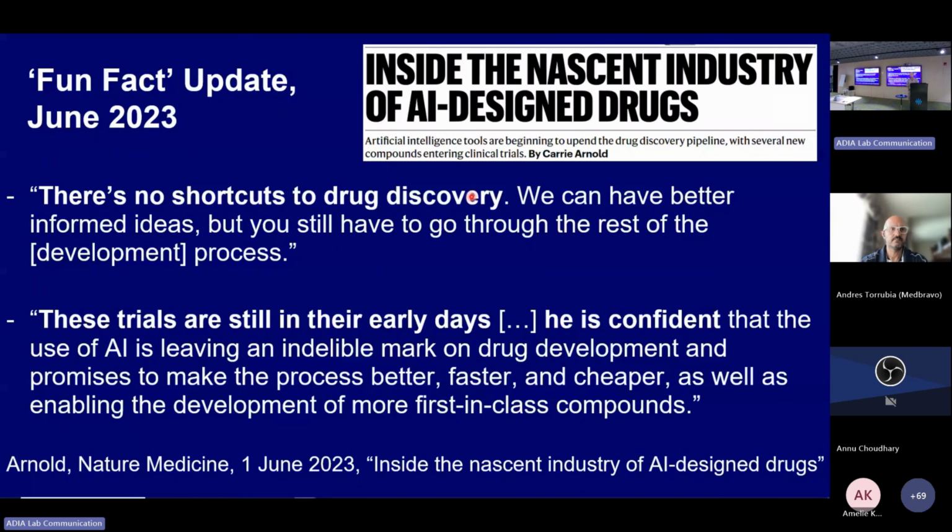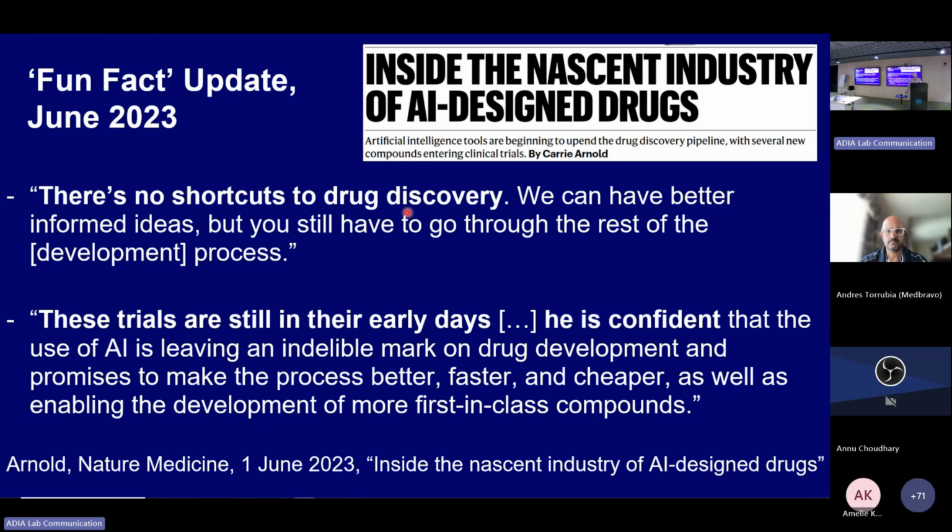Sometimes those headlines that we read in newspapers are a bit over-optimistic, in my opinion. Funnily enough, after 2018, when AI changed drug discovery already, you see much more careful headlines in recent years. So that's from Nature Medicine: inside the nascent industry of AI-designed drugs.